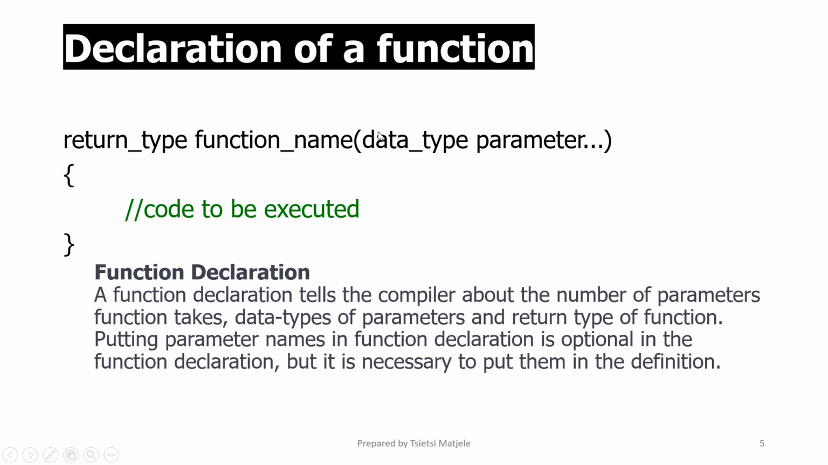Then the data type and the parameter. This is what we call passing of parameters. Some functions will have some parameters. When you provide the parameter, it can be the data type followed by the name, such as int x. You'll see some examples when we talk about that.